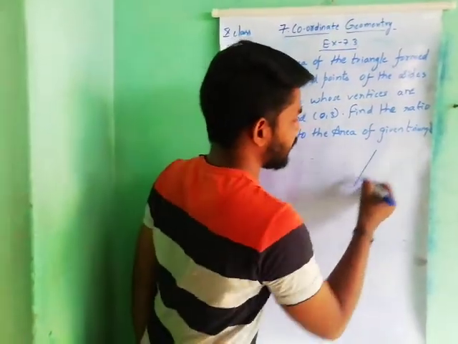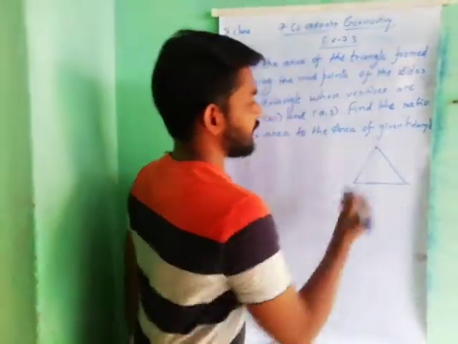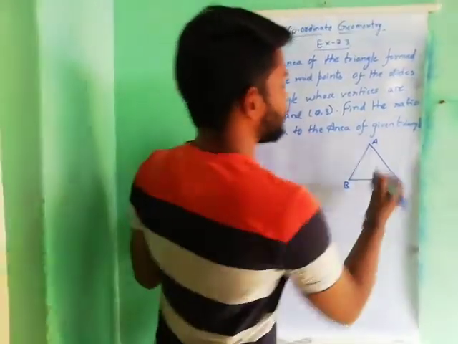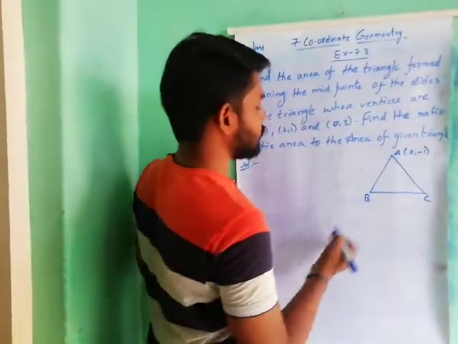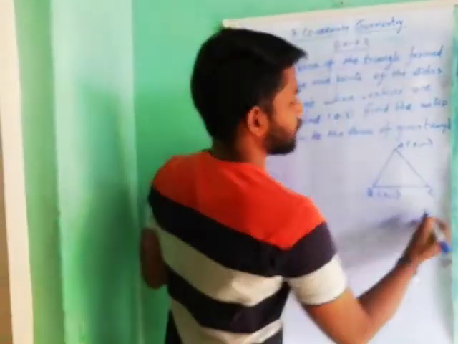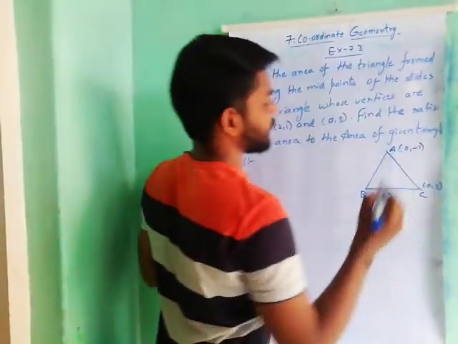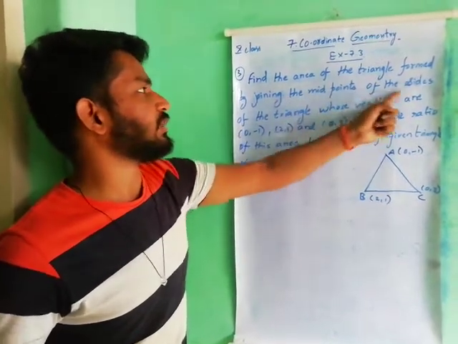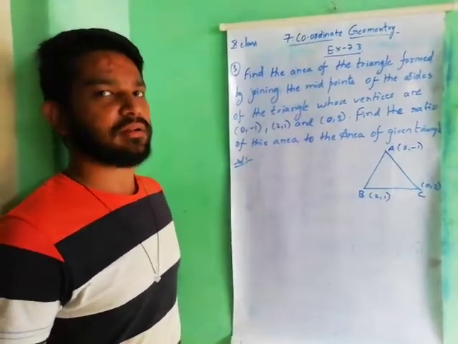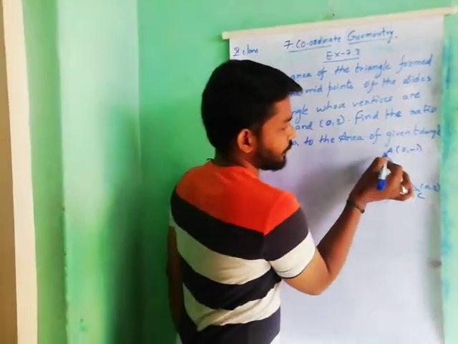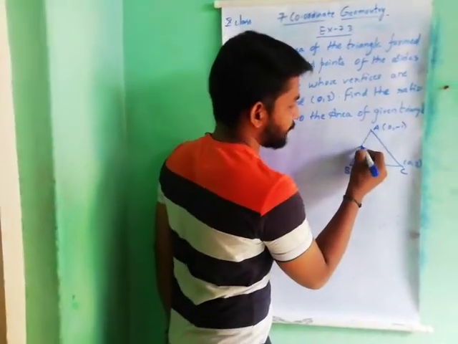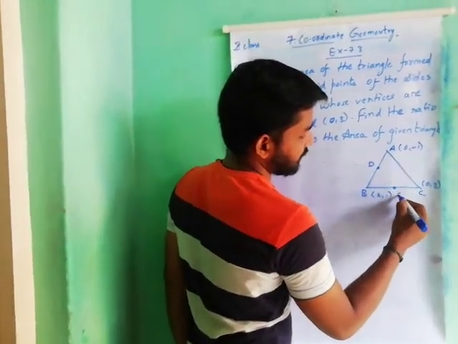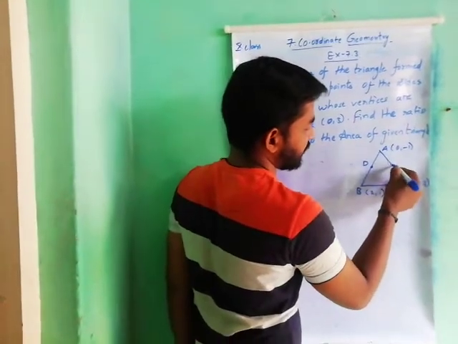So first, what is given: a triangle A, B, C. The vertices are given by 0, minus 1, 2, 1, 0, 3. Again, the area of the triangle formed by joining the midpoints of the sides of the triangle means: AB midpoint D, BC midpoint E, AC midpoint F.